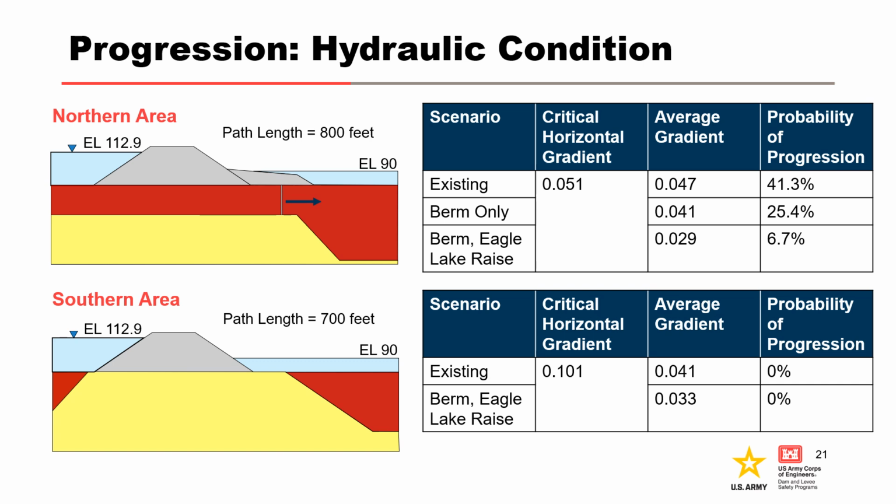When evaluating the southern area, it's shown that the average foundation gradient of 0.041 is already well below the critical gradient of 0.101. The raising of Eagle Lake reduced the foundation gradient even further to 0.033. However, the probability of progression of backward erosion piping in the southern area was already very near or at 0%. Therefore, the flood fighting efforts didn't provide a great benefit in the southern area for this node.